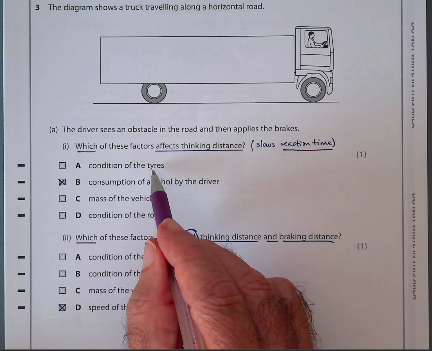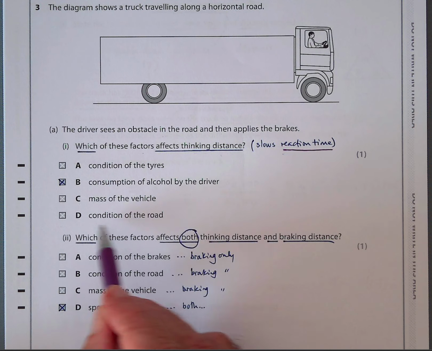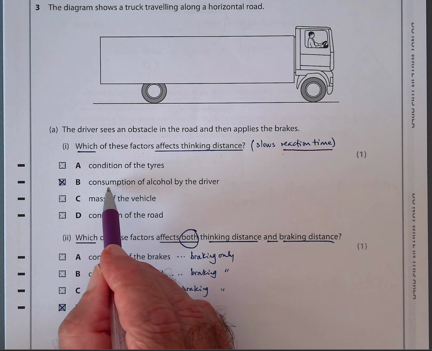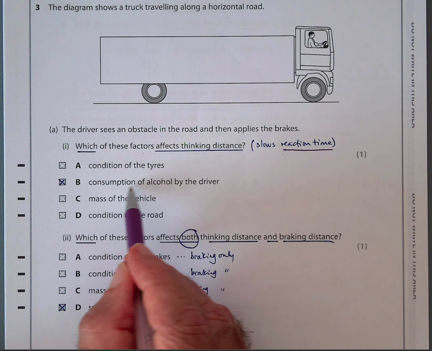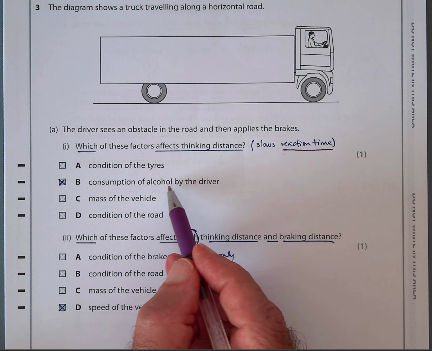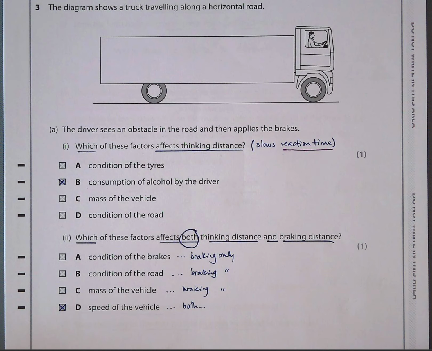And condition of tires does not affect his thinking. Mass of the vehicle doesn't affect his thinking. Neither does the condition of the road. The only thing that could affect his thinking, of the answers given, is, for example, if he's tired or he's taken in some kind of drug, or in this case, the example they're given is alcohol. So the answer is B.